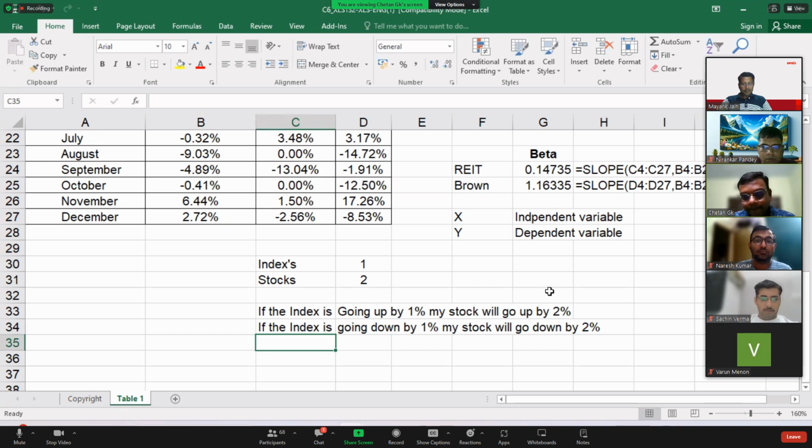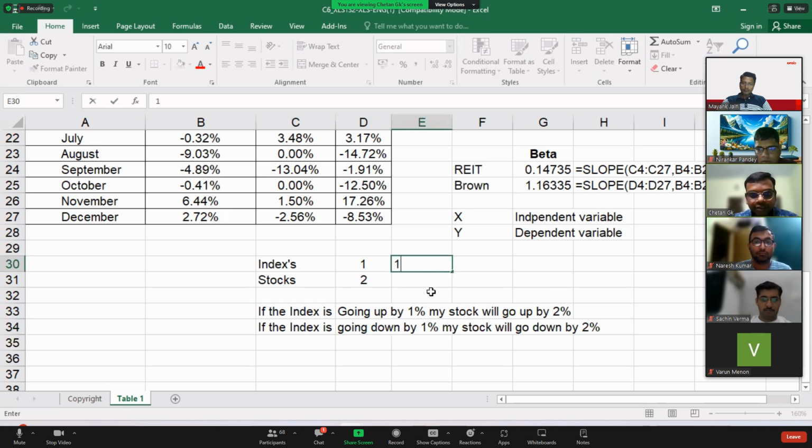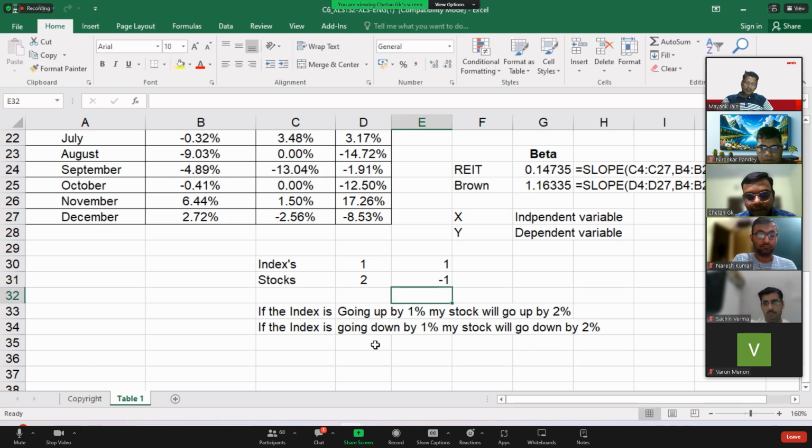Is it clear? Now let us take that the beta is -1. How do you interpret this? The beta is -1.